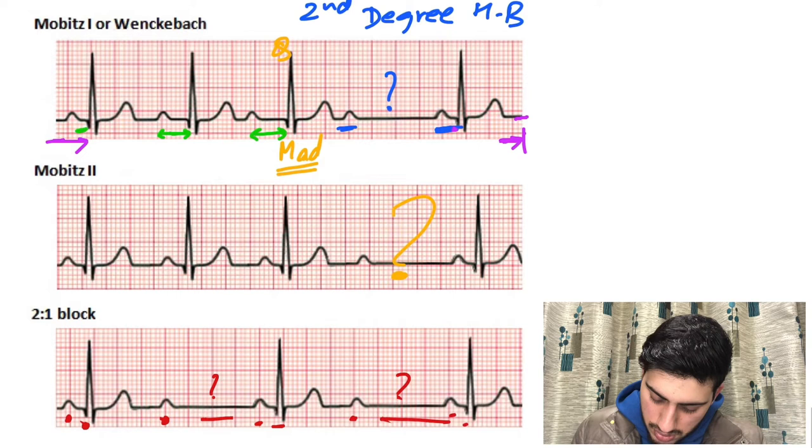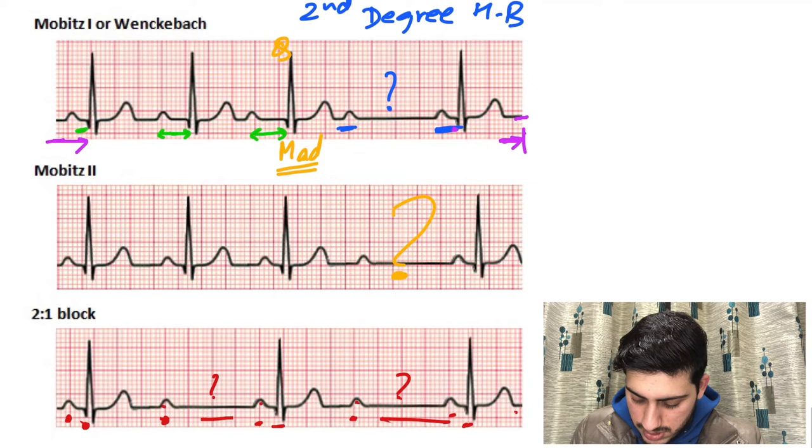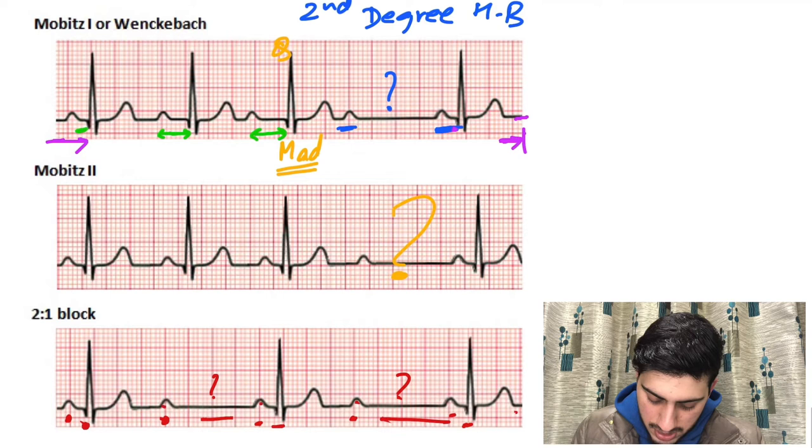So what is happening is P is getting Q, P is not getting Q. P is getting Q, P is not getting Q. So this is called 2:1 ECG, 2:1 heart block. Why 2:1? In a segment you can see 1P, 2P, but only 1Q, because this Q is missing.